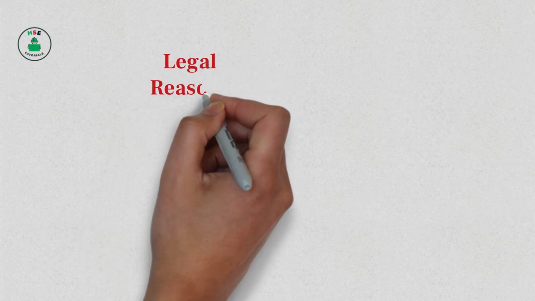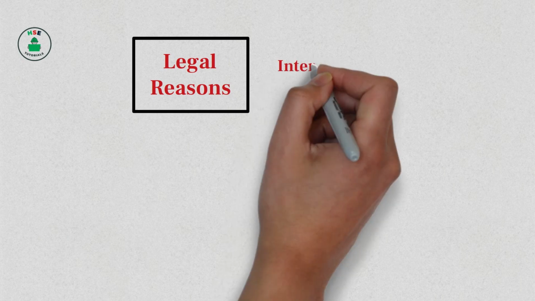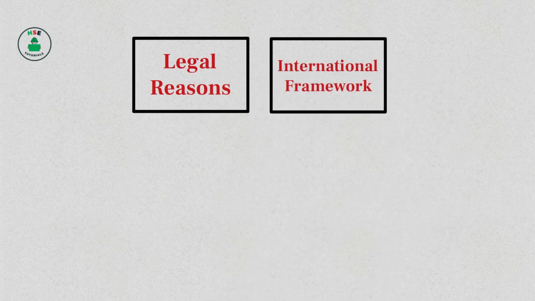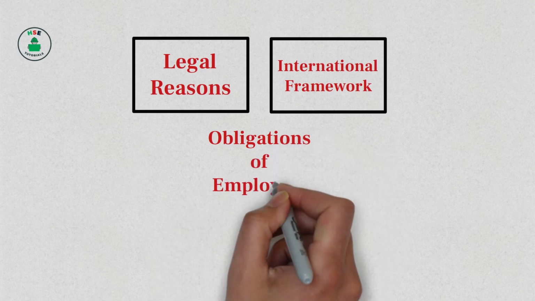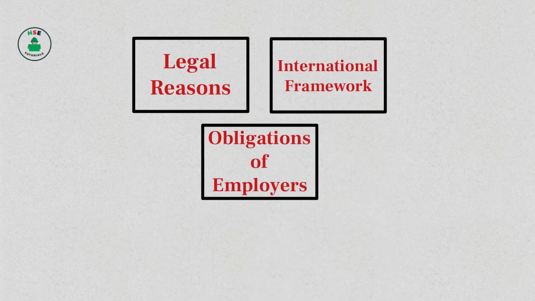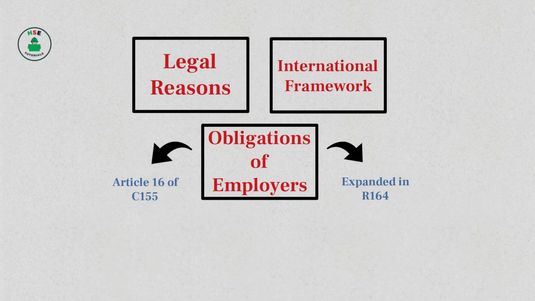In last videos, we learned about legal reasons for managing health and safety and the international framework of safety standards. In this video, we are diving into a crucial topic for workplace safety: the obligations that employers have under Article 16 of C155 and how these are expanded in R164. Whether you're an employer, employee, or just curious about workplace safety standards, this is the video for you.